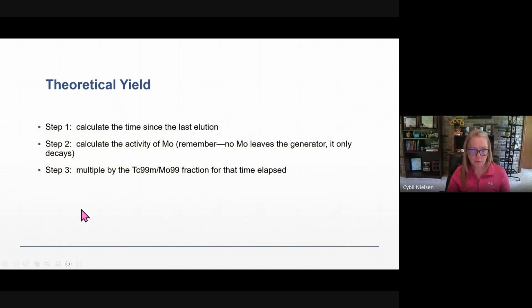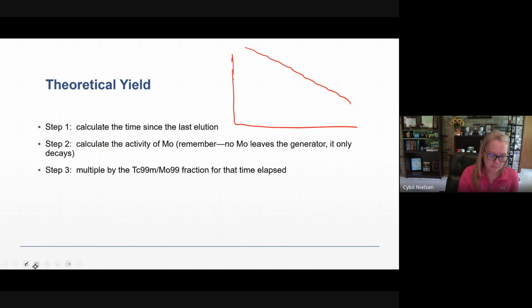All right, let's do theoretical yield. So I think with theoretical yield, it's more important to understand what's going on in the generator than the calculations themselves. So we're going to do the calculations, but what's going on in the generator is you have the molybdenum that's decaying at a steady rate. And at any time, we can calculate how much molybdenum is there because no molybdenum is leaving the generator. The technetium leaves the generator, but not the molybdenum. The molybdenum is going to decay into the technetium, and then as it gets right about there, it decays at the same rate as the molybdenum.